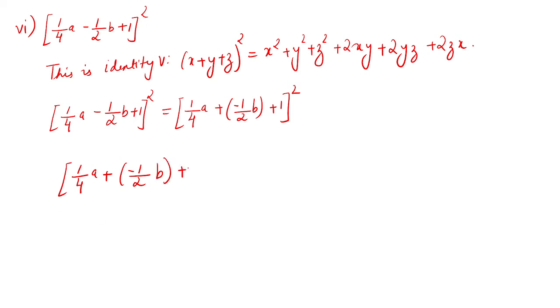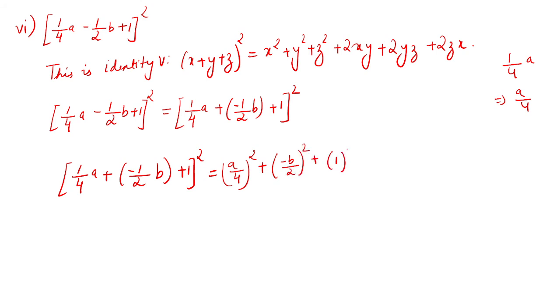b plus 1, the whole thing square. Use the formula. Don't get scared with fractions, okay. Fractions are friendly numbers only. x square, 1 by 4a. You can write, what is this, 1 by 4a. What we understand by this is the same thing as a by 4, okay. It's understood, alright. So you can write this as a by 4, the whole thing square, plus minus b by 2, the whole thing square, plus 1, the whole thing square, right?